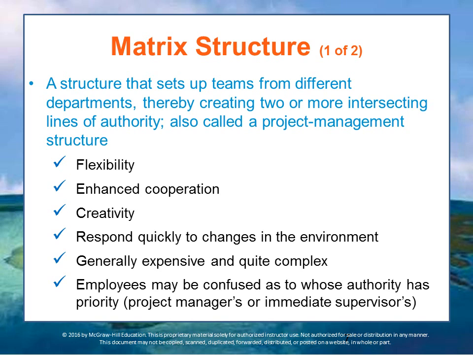The final type of structure we'll talk about is called the matrix structure. This addresses issues that arise from growth and diversification, needs for productivity and competitiveness. This is called the matrix. The matrix structure is also called a project management structure set up in teams. So you have administrative roles and you also have administrative support, like your project managers or engineering, but you also have teams that are working on specific projects. They're set up as different departments.